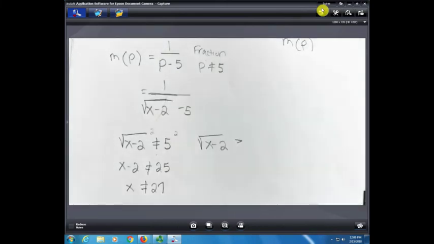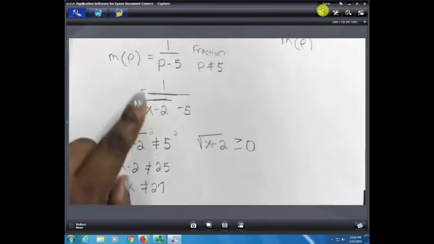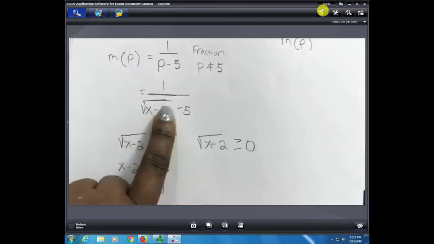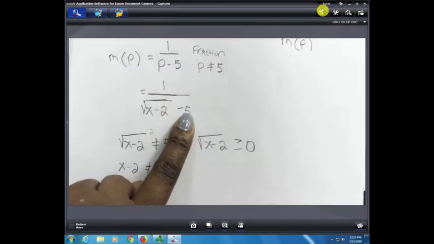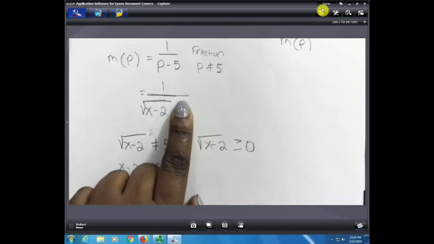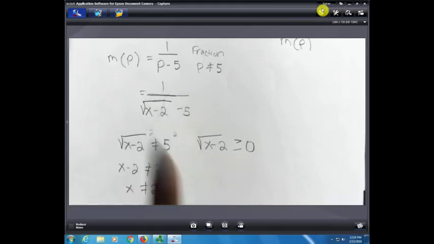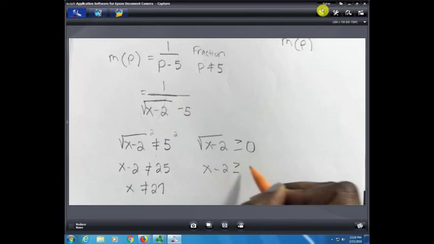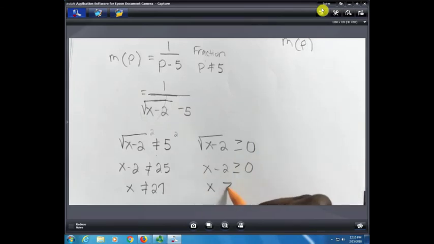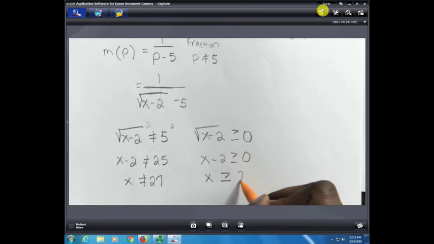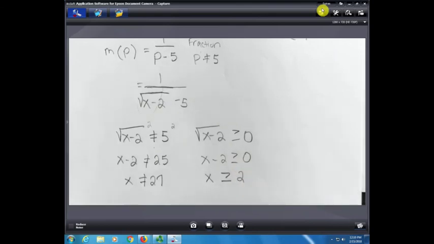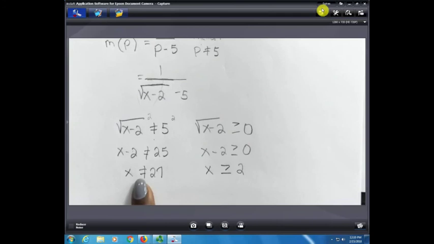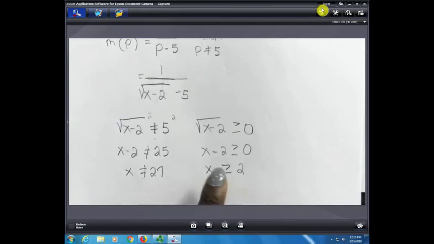Can this one equal 0? Yes, this one can actually equal 0, even though it's under a fraction, because if this was 0 down here, I still have this negative 5. If it didn't have that negative 5, then it couldn't equal 0. Again, we can square both sides. So now I have x needs to be greater than or equal to 2. So I got two different things going on here. I got x cannot equal 27, and I got x must be greater than or equal to 2.